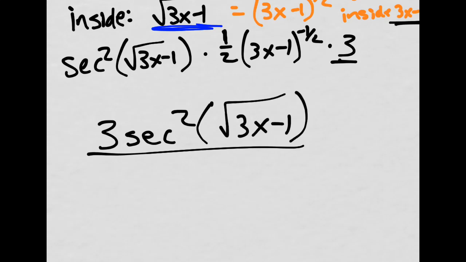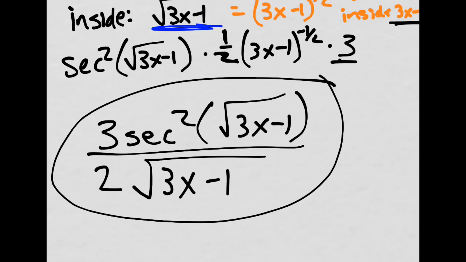Okay, so then the bottom, what am I going to have on the bottom? I'm going to have a 2, because this 1/2 is a fraction, and then I'm going to have the square root of 3x minus 1. Any questions on that one? That one's a tough one.